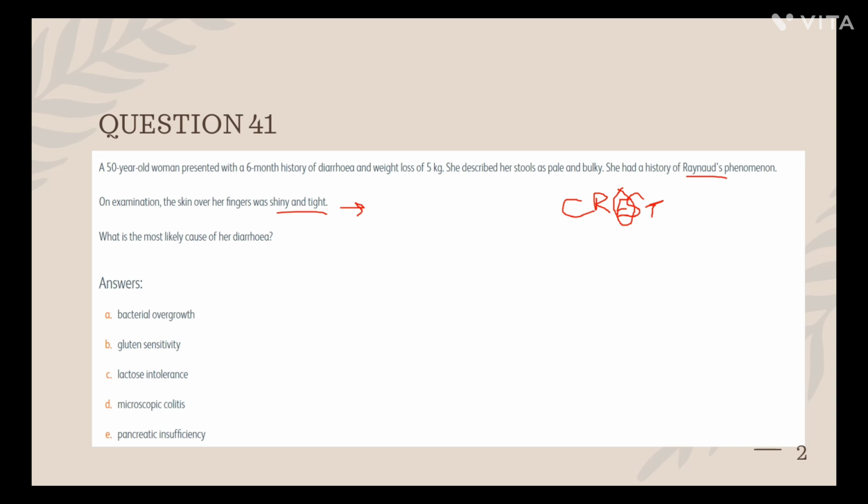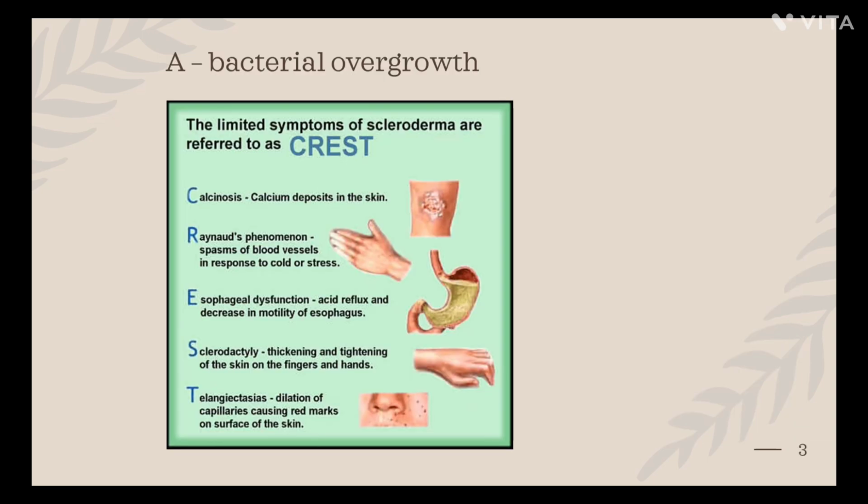It is actually esophageal reflux. We only studied it like esophageal dysmotility, but it's actually acid reflux. So that was asked. Coming to this question, it is asking what is the cause of diarrhea. As I told, CREST syndrome has an association with bacterial overgrowth. Remember this. So this is bacterial overgrowth.